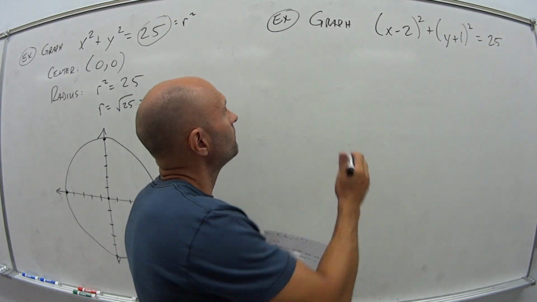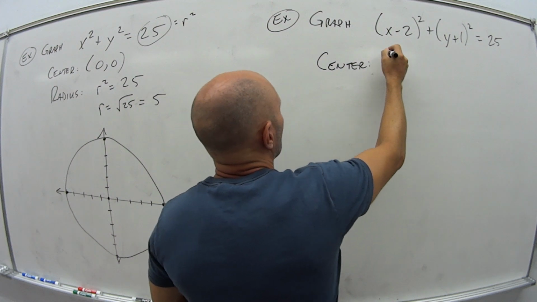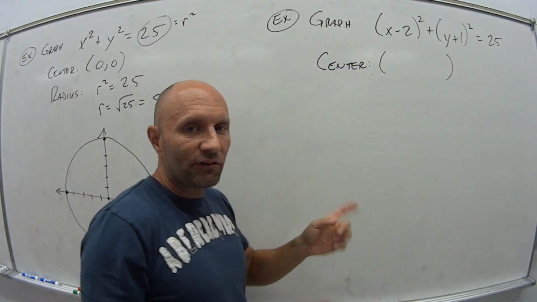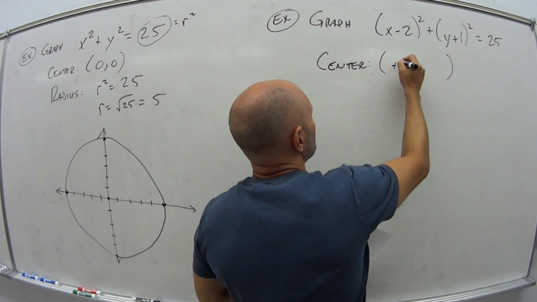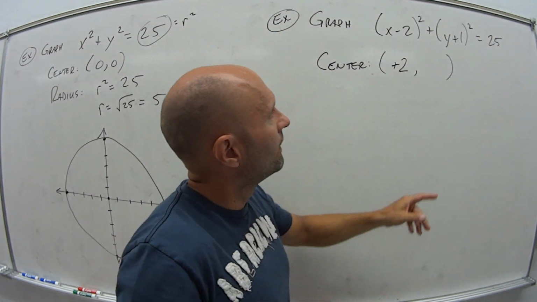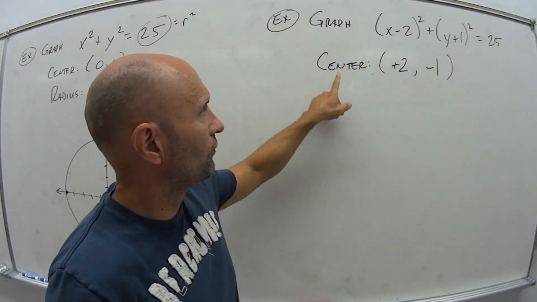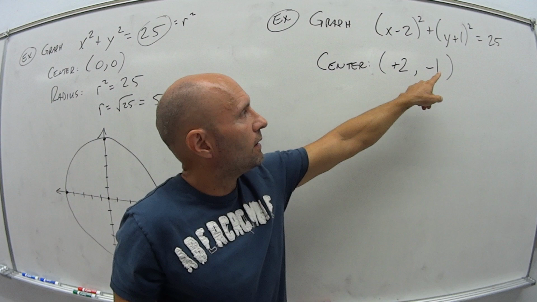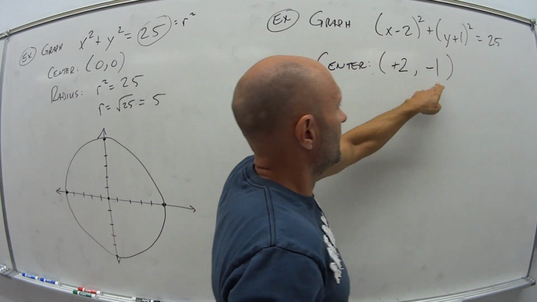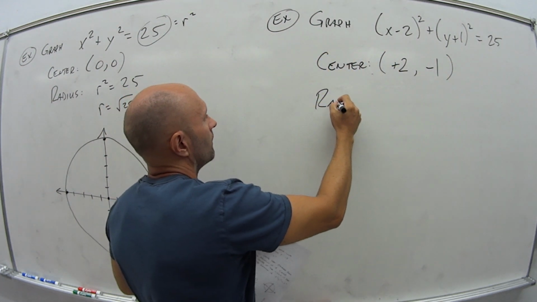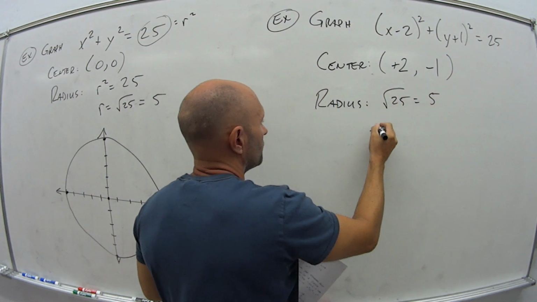It's in standard form, so to figure out my center, I need my h and k. And what did I mention before? Whatever I see, it's the opposite of that. So I see -2, so that means my h is +2. And I see +1, which means my k is -1. So the center is at (2, -1). Whatever I see, take the opposite. And the radius, again, is the square root of 25, which is just 5.